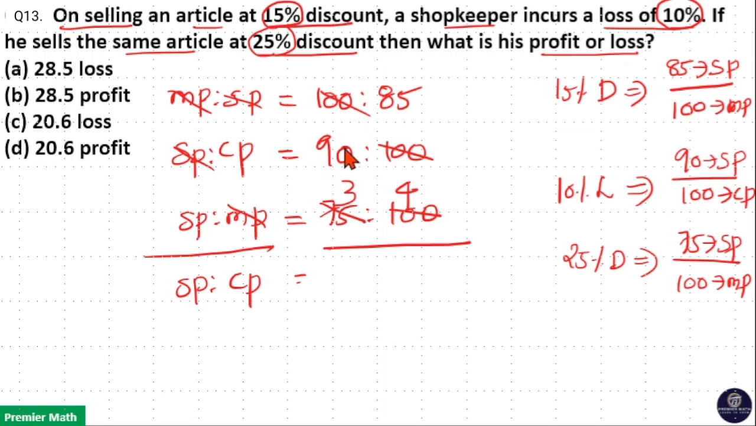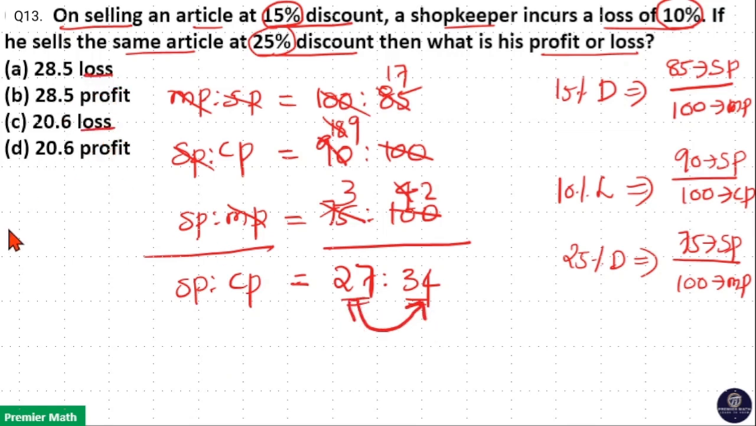Now here, if I cancel 90 and 85 with 5, 5 goes 18 times in 90. 5 goes 17 times in 85. Now 2 goes 2 times in 4, 2 goes 9 times in 80. Now remaining is 9 into 3, 27 and 17 into 2, 34. Now here you can see, sell price is lesser than cost price, which means here it is a loss. So this is a loss means either A or C will be your answer.